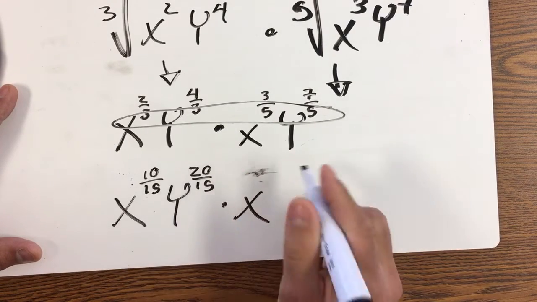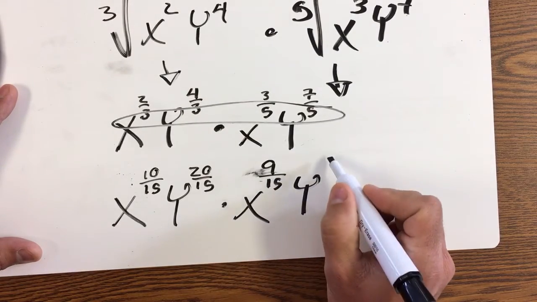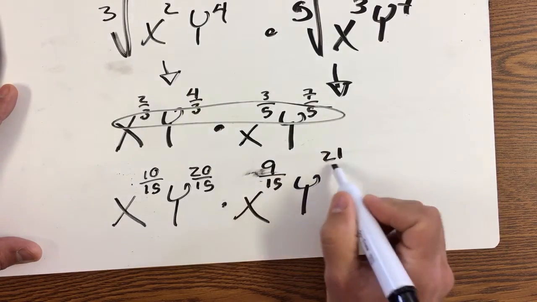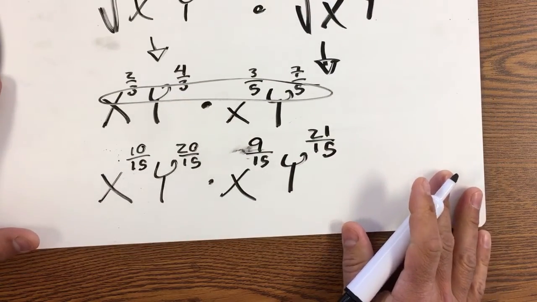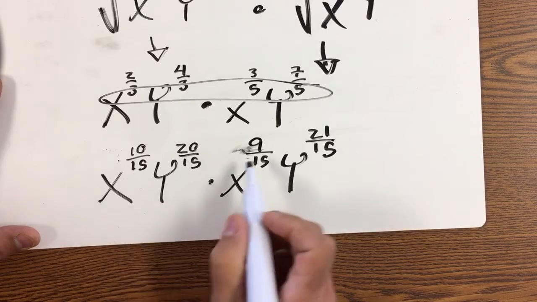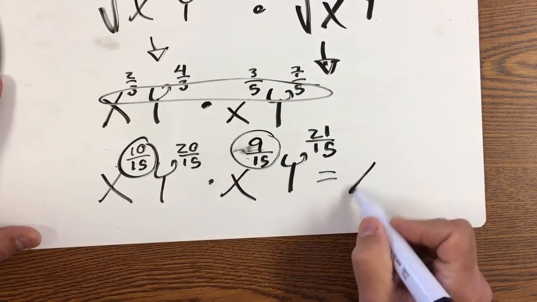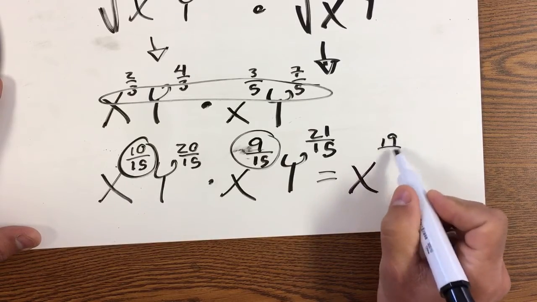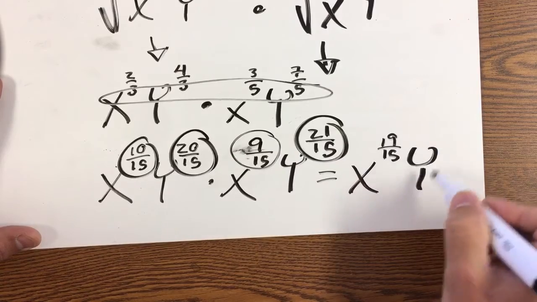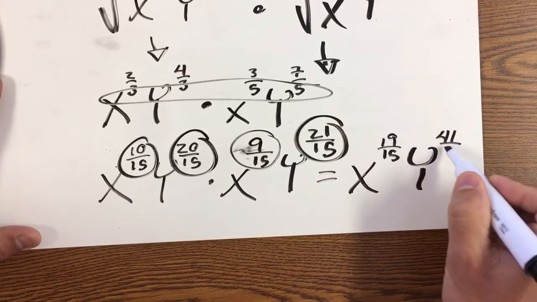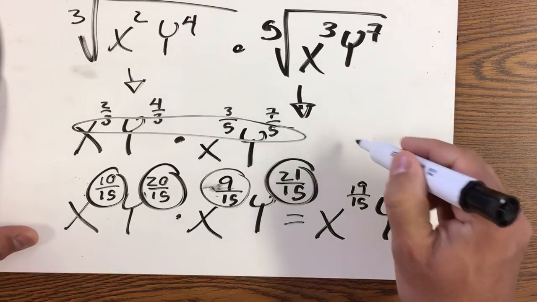Nope, just kidding. 9/15, y to the 21/15. So now that they have a common denominator, when we're multiplying, we're going to add the exponents. So I'm going to add this and this. So it's going to be x to the 19/15, and I'm going to add this and this, y to the 41/15. And now I can make it into a single radical.